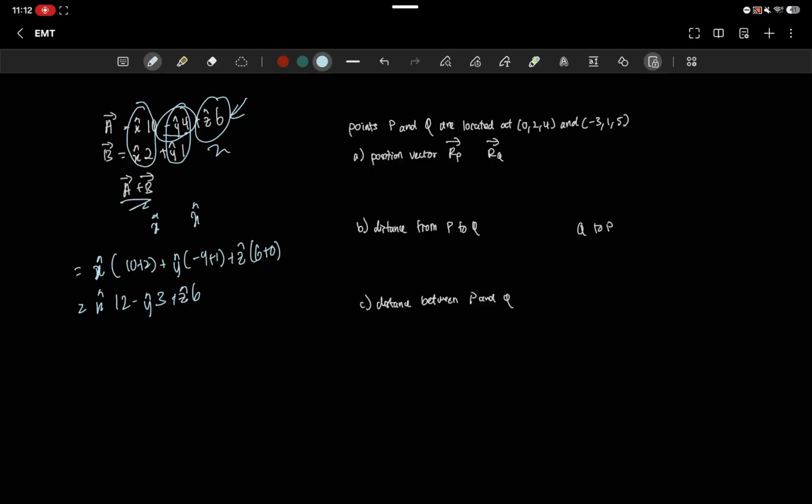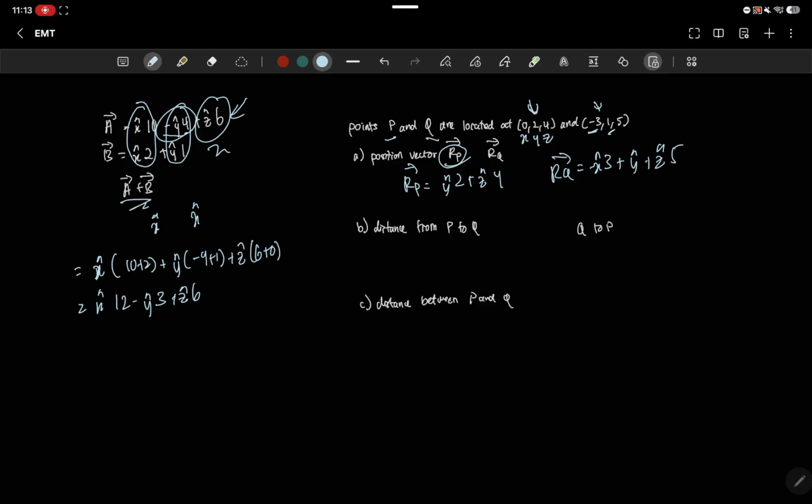Now for the next part we have point P and point Q, and the coordinates have been written as x, y, z in this format. For the position vector RP, you just need to translate this coordinate into a vector. So RP is equivalent to x hat 0, so you don't need to write it, y hat 2 plus z hat 4. Now for RQ we have negative x hat 3 plus y hat 1, then plus z hat 5.